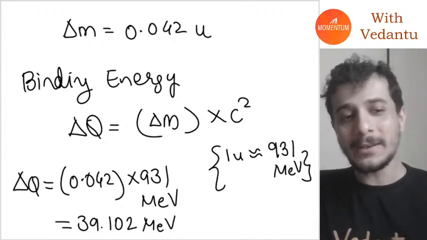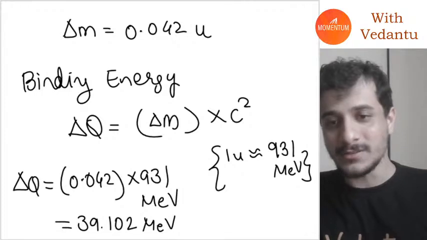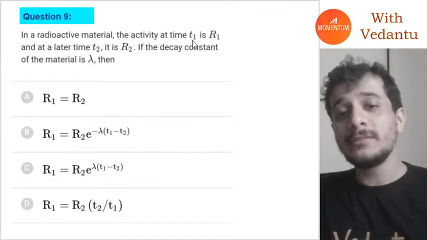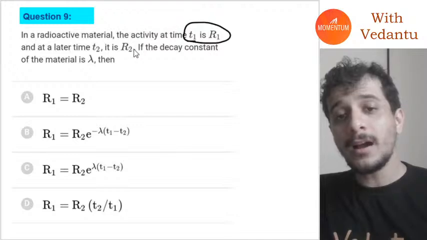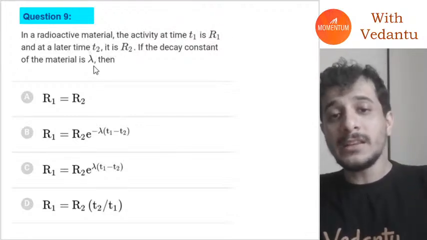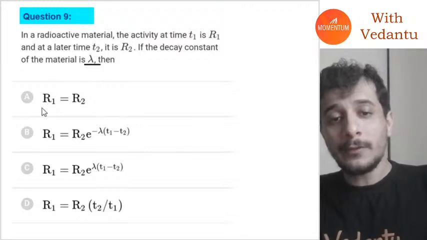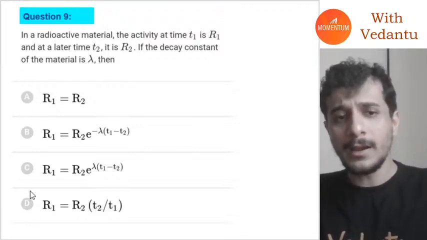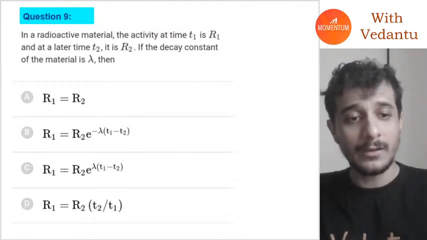Anyways, let's talk about the next question, guys. It's a very simple question. I have a radioactive material with activity at time t1 as R1 and activity at time t2 as R2. If the decay constant is lambda, I have to find the relation between R1 and R2.